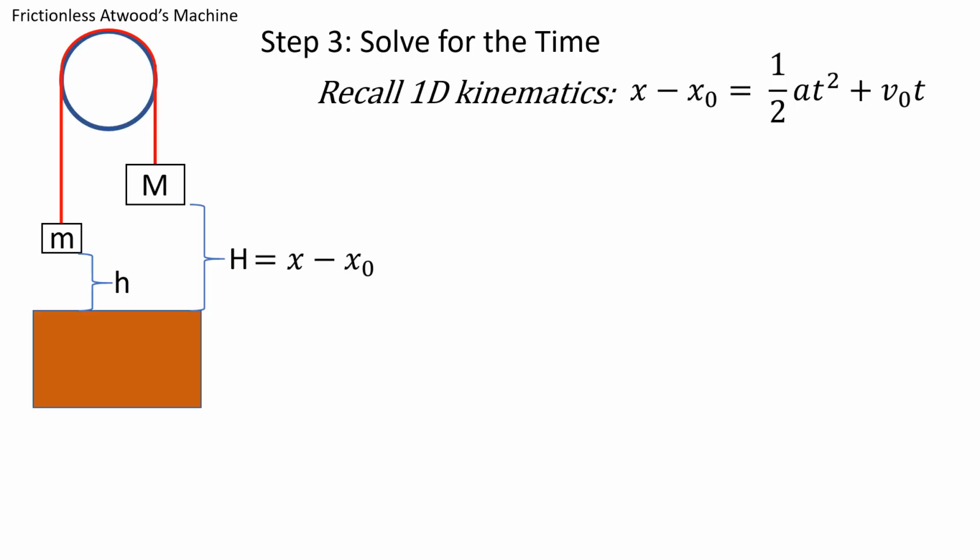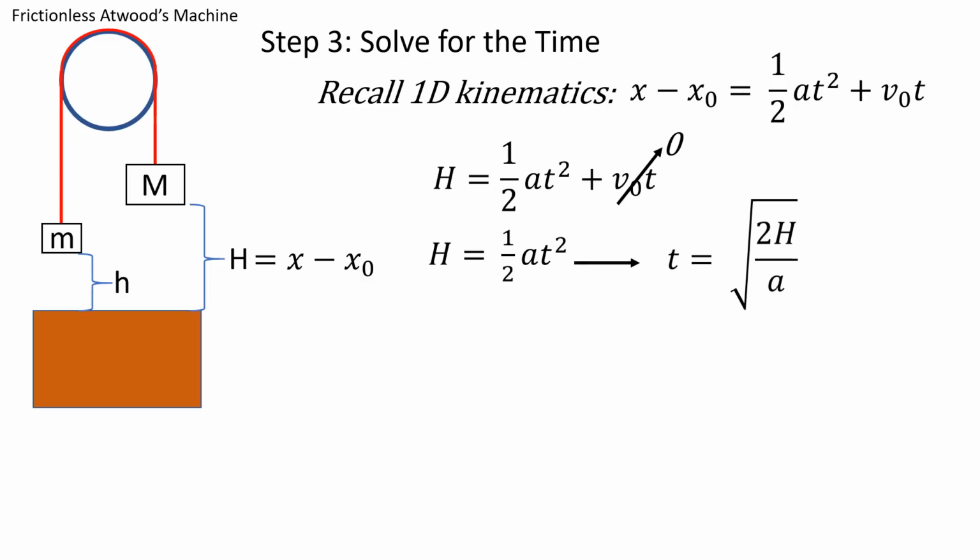In our case, we have the distance that the object is moving, as the mass big M will fall a height big H, so this is what we will call x minus x naught. So if we put that in, we simply have h equals 1/2 a t squared plus v naught t. But I already said that v naught is 0. We're releasing this from rest, so that whole second term will drop off, and we have h equals 1/2 a t squared. From here, we can just do the algebra to solve for t. t is the square root of 2h over a.